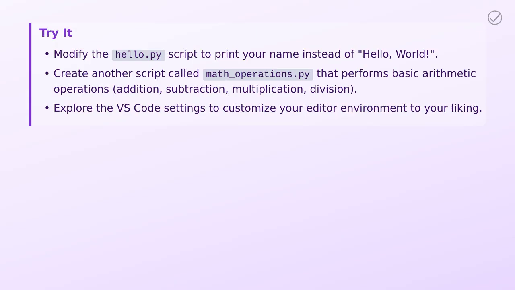Go ahead and work through this exercise. First, modify the hello.py script to print your name instead of hello world. Also, create another script called math_operations.py that performs basic arithmetic operations: addition, subtraction, multiplication, division. Finally, explore the VS Code settings to customize your editor environment to your liking.